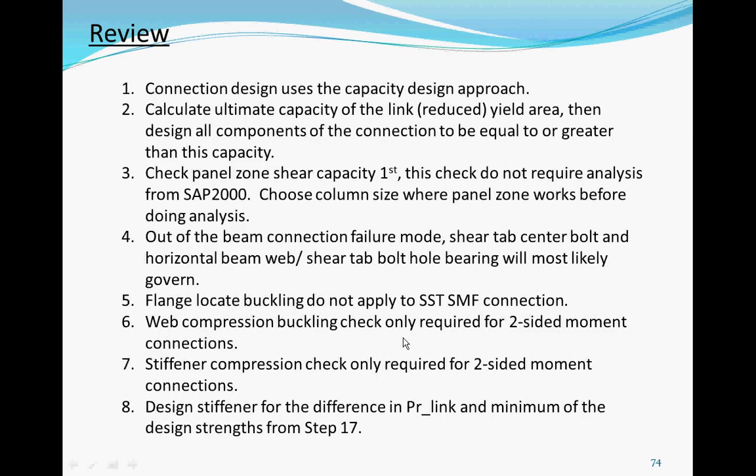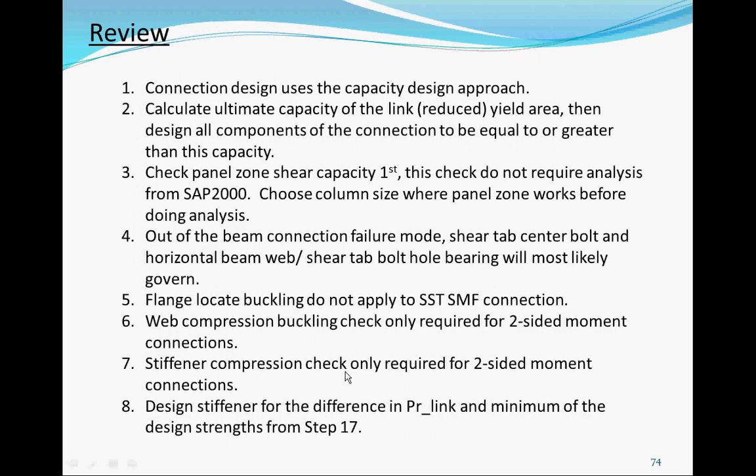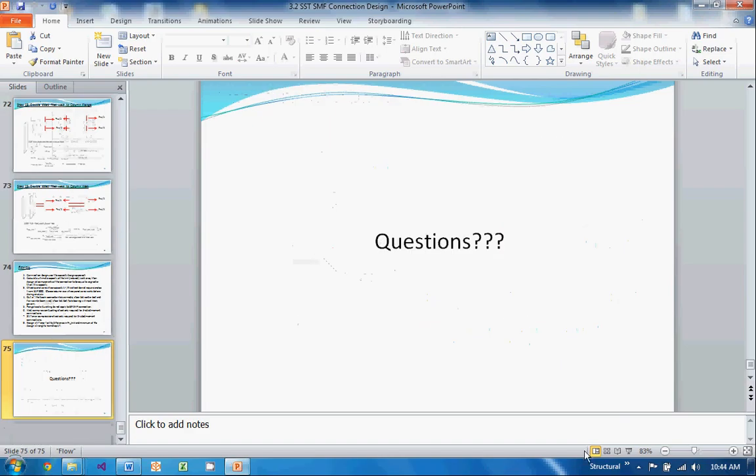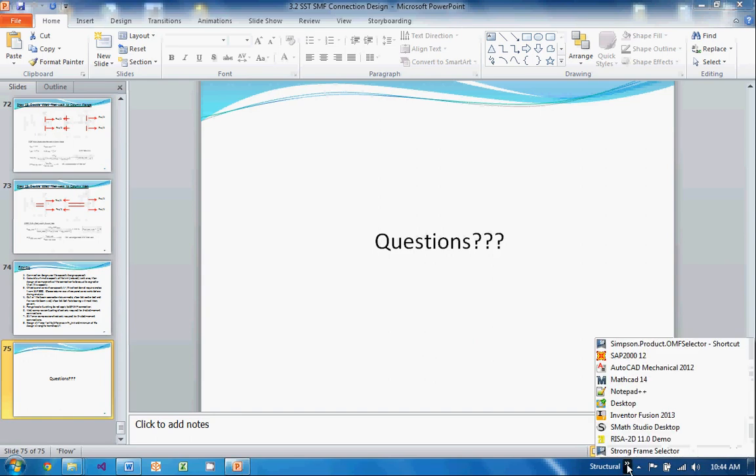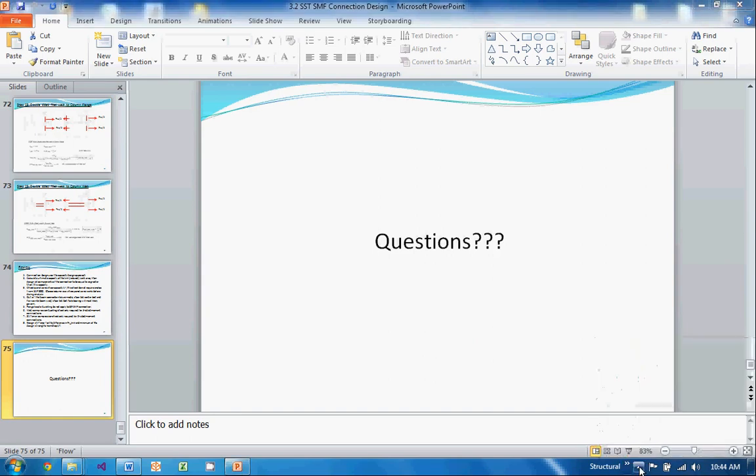The web compression buckling check is only required for two-sided moment connections. Stiffener compression check is only required for both-sided compressions, where you have moment coming in both sides. Stiffener design is for the difference of the PR link and the minimum of the design strength for J10. So design it for the force difference. That's it. So that's wrapping up the connection design for our Simpson procedures.